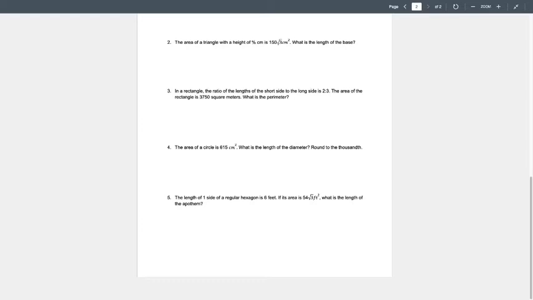Okay, on our next example, we have a rectangle. It has the ratio of the lengths of the short side to the long side is 2 to 3. So I'm going to go ahead and draw myself a rectangle. And if my ratio is 2 to 3, that means my short side is going to be 2x and my long side will be 3x. A rectangle has 4 right angles, so we can multiply those together to get our area, because when we write the area formula, it's base times height.